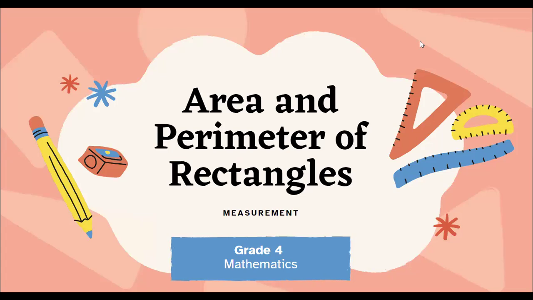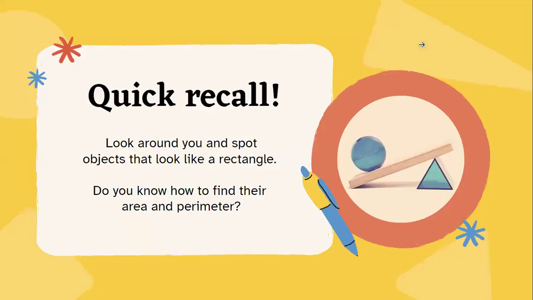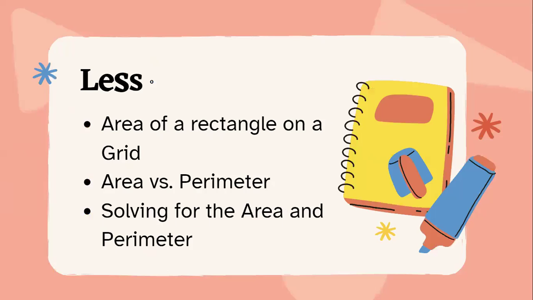So let's move on to the recall. What did we learn last time? Now look around you and spot the objects that look like a rectangle. If you have a table, that is a rectangle; you have your tablet, and many other things that are rectangles, but do you know how to find their area and perimeter? So what is the lesson outline? What do you think the lesson outline is?